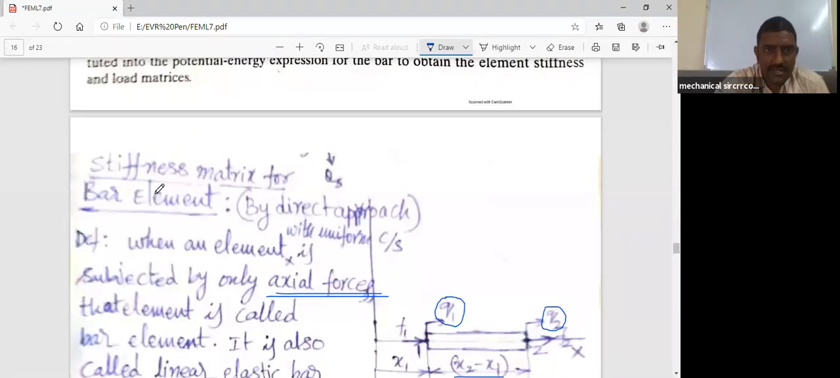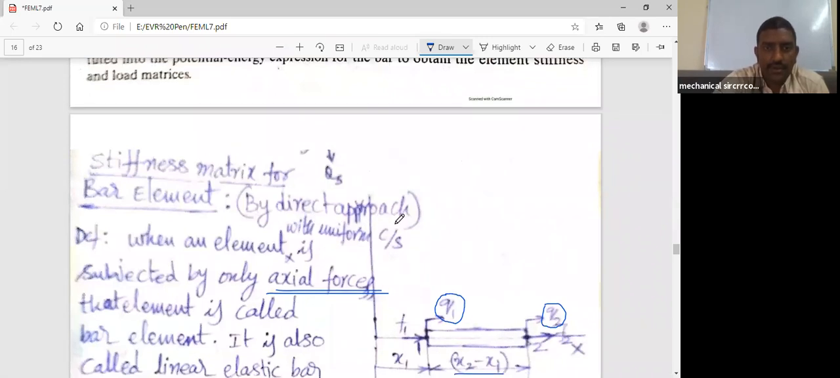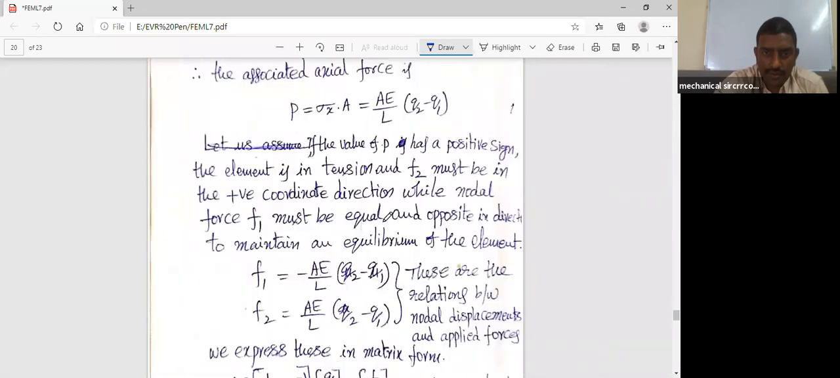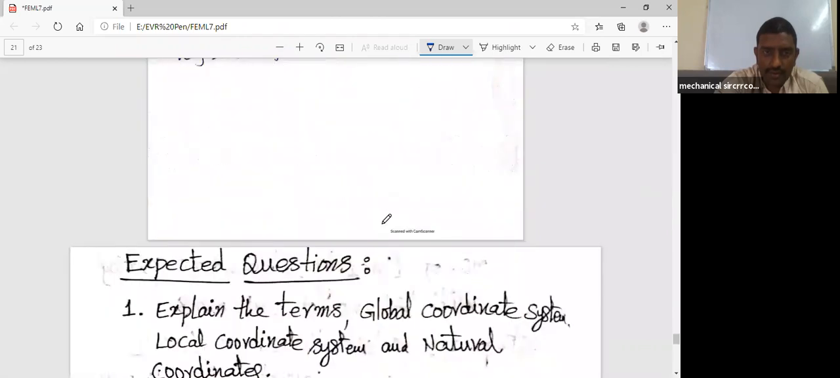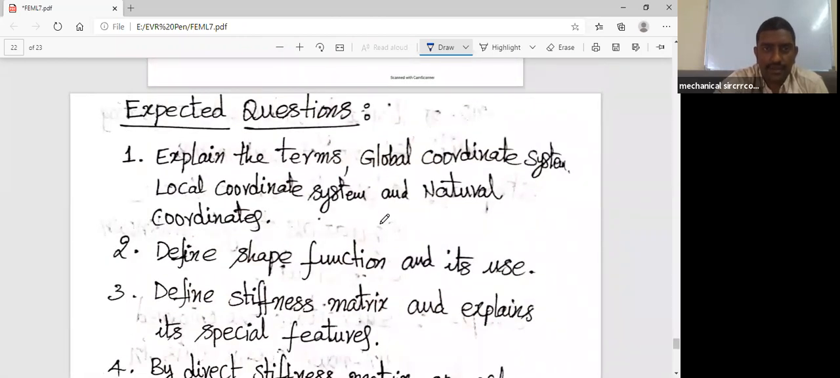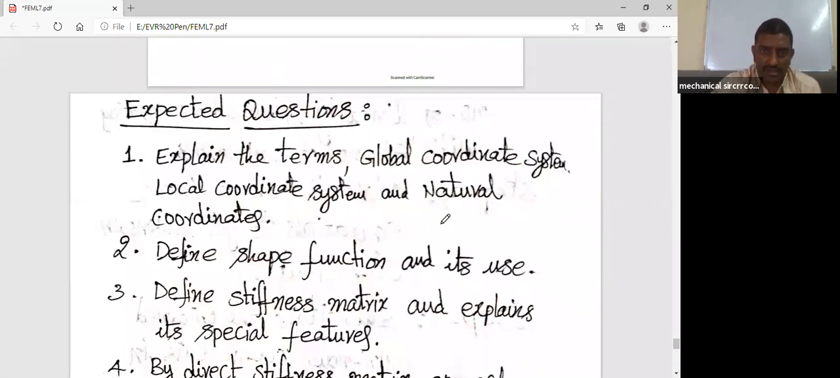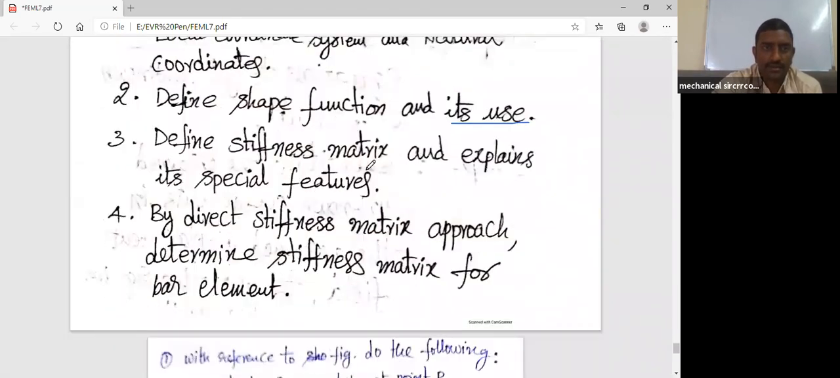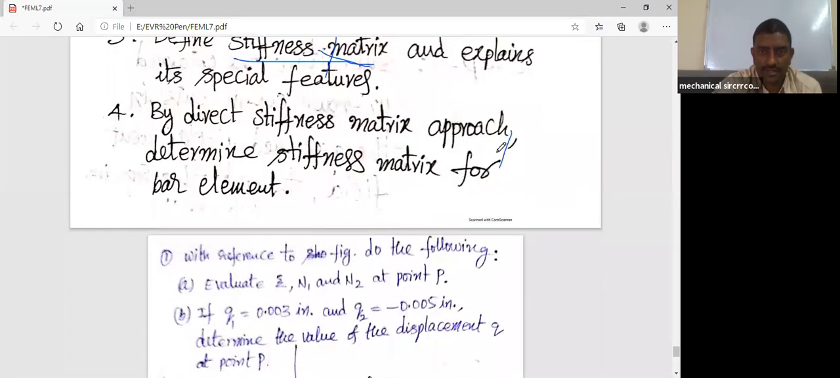I will discuss the stiffness matrix for the bar element by the direct approach in the next class. So these are the expected questions. First question: explain the terms global coordinate system, local coordinate system, and natural coordinates. Define shape function and its use. Define stiffness matrix. This is not yet discussed in this class. This is also not discussed.